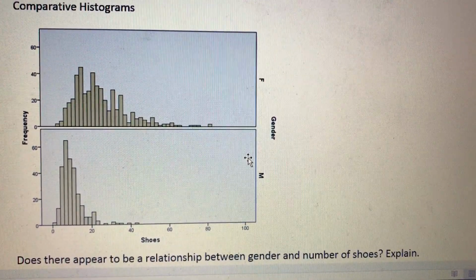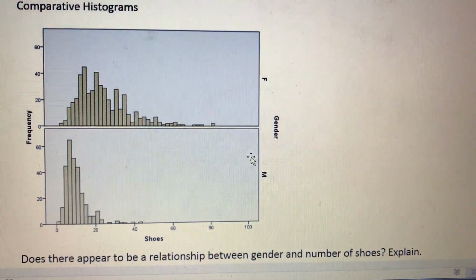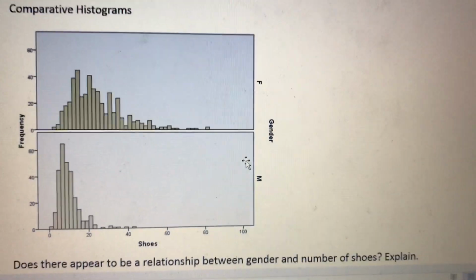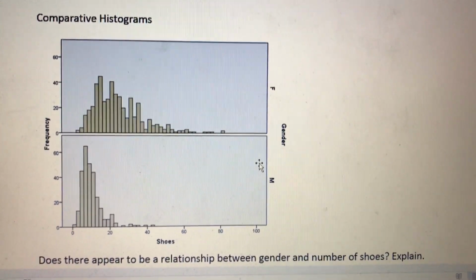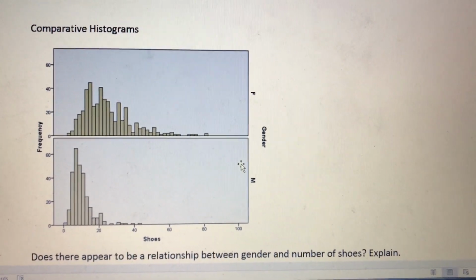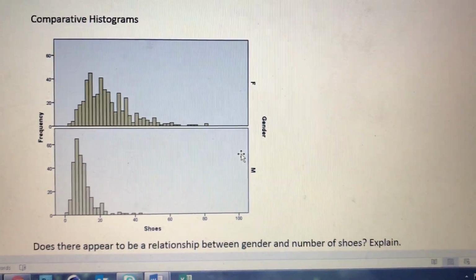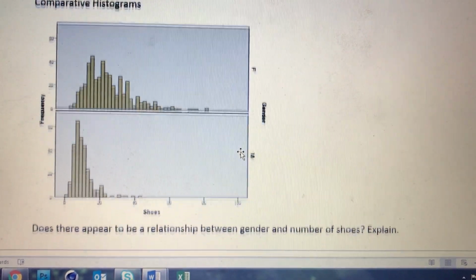The mode for females is around 20. The vast majority of males have less shoes than that. So there is a strong relationship. If I tell you someone's gender, that impacts how many shoes they likely own.